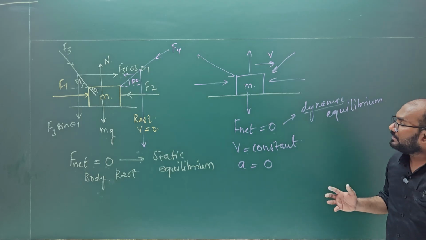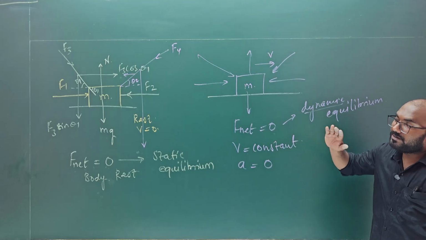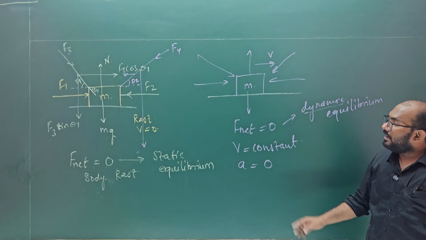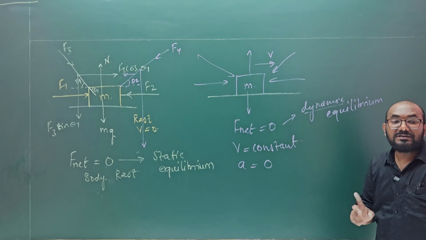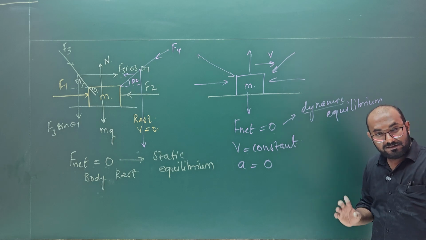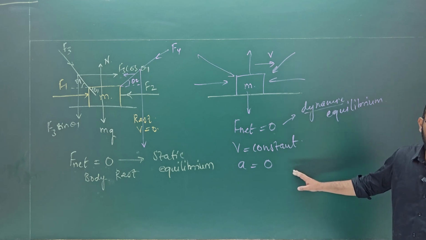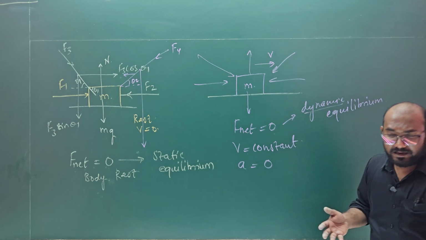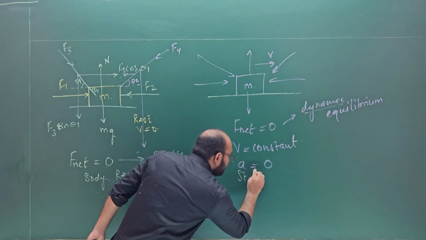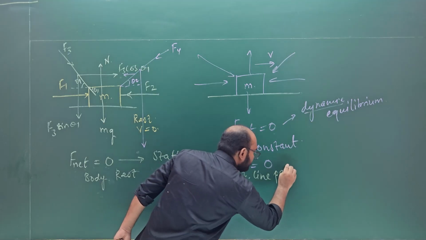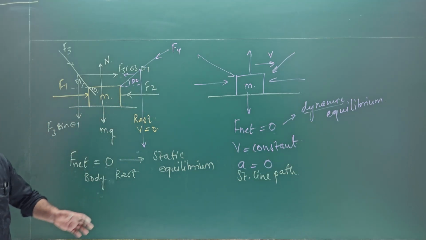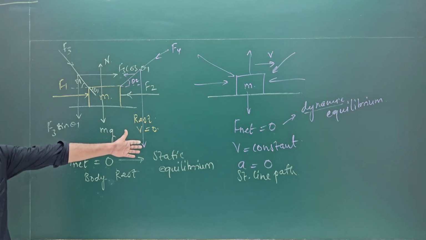If the direction also changes, you will be finding acceleration. So what I want to say is, whenever you will be finding F net equal to 0 on a system, either the body will remain at rest, or the body will remain with what? Constant velocity. And whenever the velocity is constant, acceleration is what? 0. If acceleration is 0, then the body is not moving in any random direction. The body is moving in, can I say, a straight line path. Straight line path.